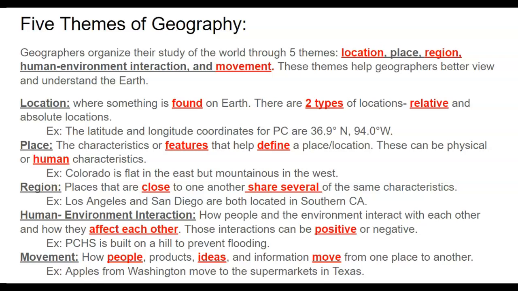Human environment interaction is your fourth one, and this is how people and the environment interact with each other and how they affect each other. Those interactions can be positive or negative. So for instance, Pierce City High School is built on a hill to prevent flooding. Last one is movement. This is how people, products, ideas, and information move from one place to another. For instance, apples from Washington move to the supermarkets in Texas.